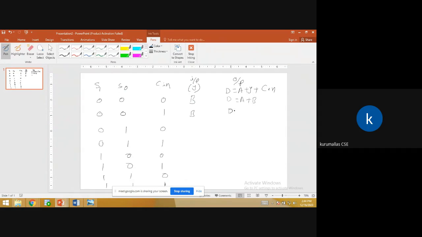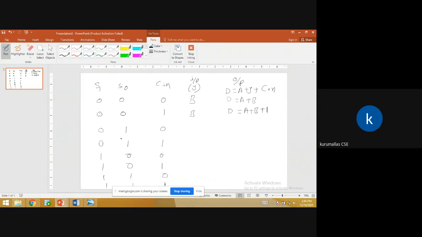D equal to how to select, A plus B plus C in. If it is 0, we are not placing 0 here, so A plus B. If it is 1, these two input selection lines are 0 0, D equal to A plus B plus 1. A plus B plus 1. Right? Next 0 1, 0 1.